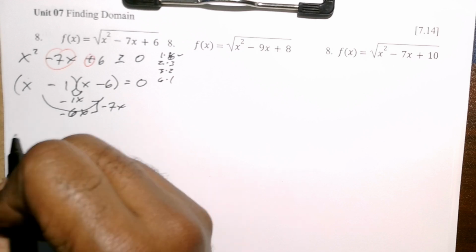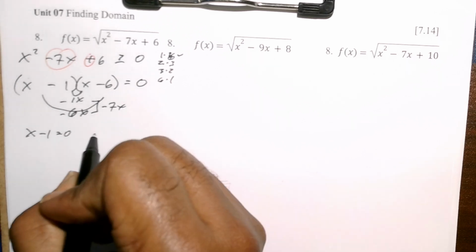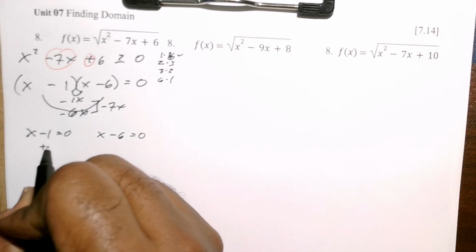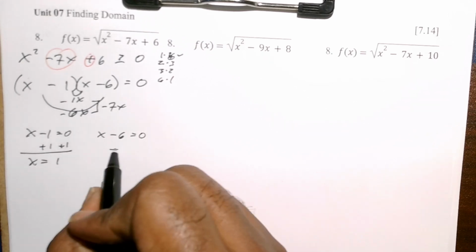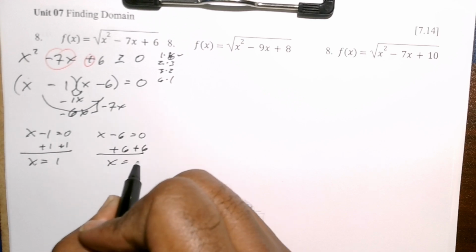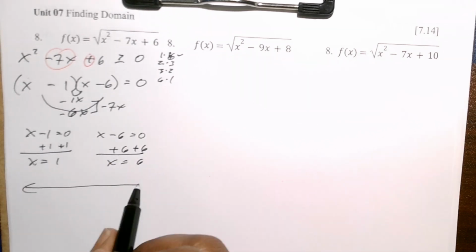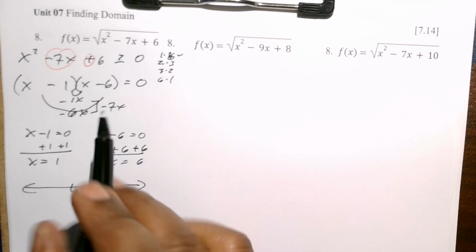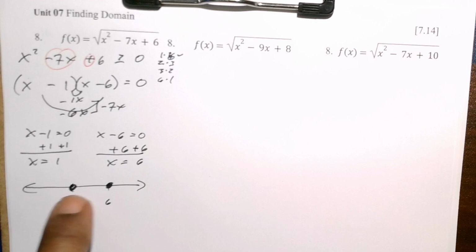Now if I solve for both linears, x minus 1 equals 0, set them both equal to 0. x minus 6 set equal to 0. If I solve the one on the left, I'll get x equals 1. If I solve the one on the right, I'll get x equals 6. So on the number line, this tells me I can use 1 and 6 as solutions or as input. So I'll darken those.